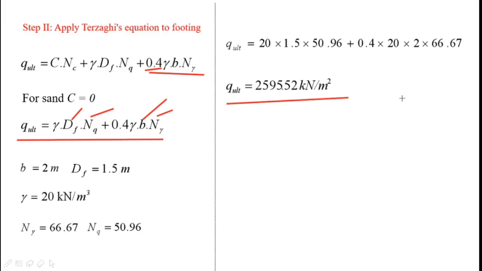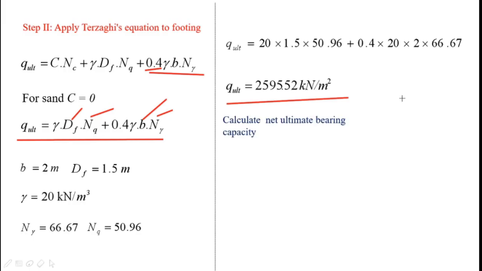But our numerical does not end over here. Why? Because we don't have to determine the ultimate bearing capacity. We have to actually determine the allowable bearing pressure or safe bearing capacity. So just go and refer to part 1 of shallow foundation if you want to understand what I am going to do next, because from q ultimate to safe bearing capacity, there are 4 or 5 definitions. You must know all these definitions in order to understand the next step.